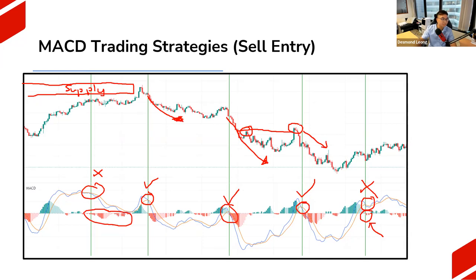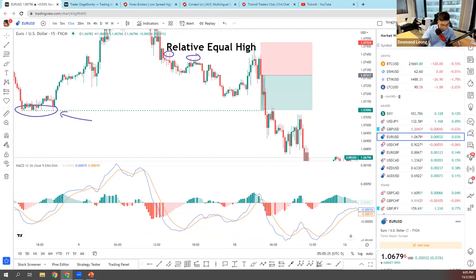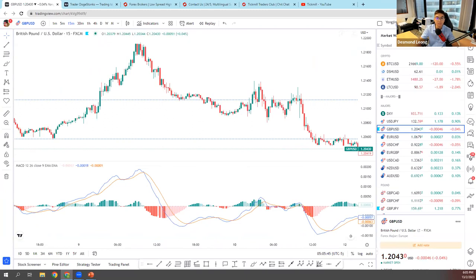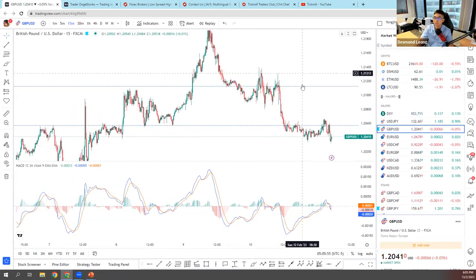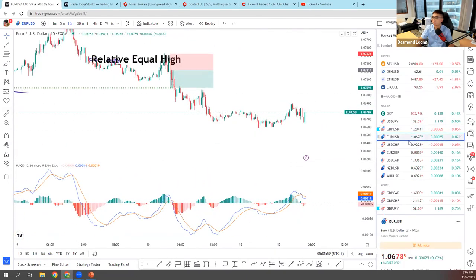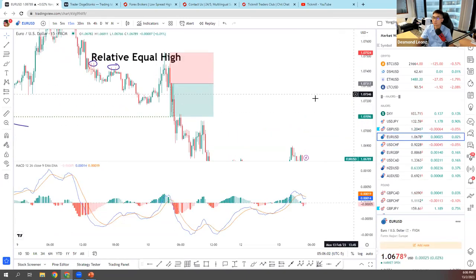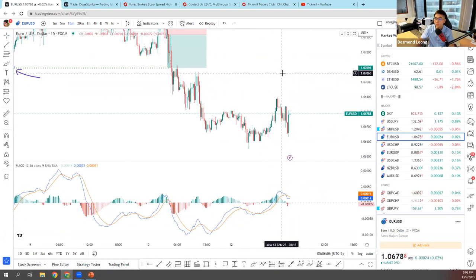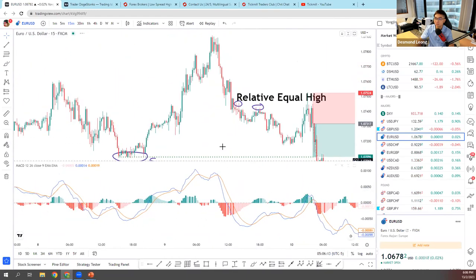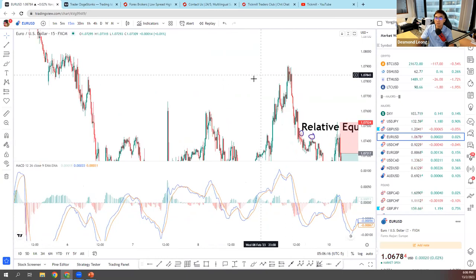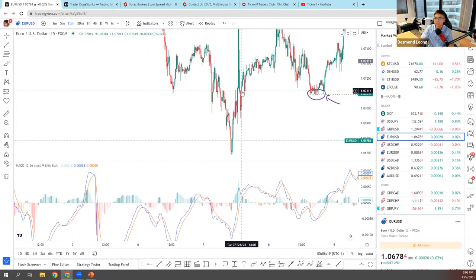Okay, let me find a sell entry on TradingView. Next, let's take a look at GBP USD. Let me find a downtrend one. Euro USD. Sell entry. Crossover. Let me find one that is good, with a good explanation.